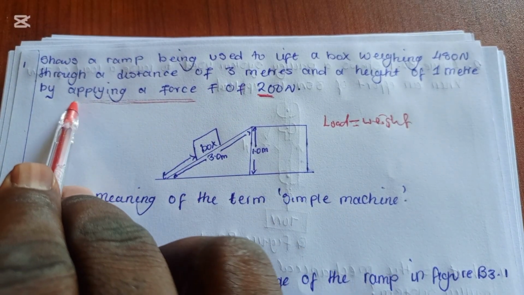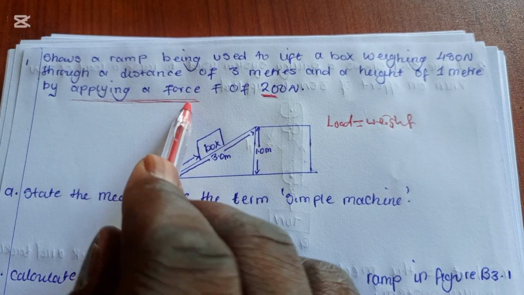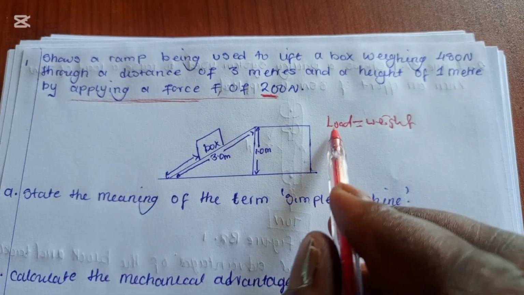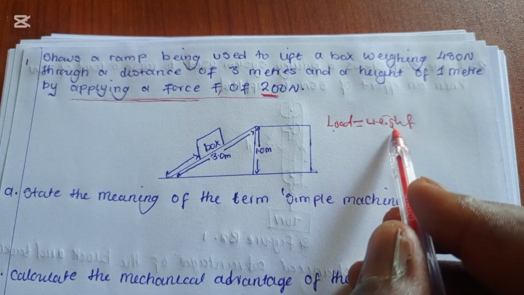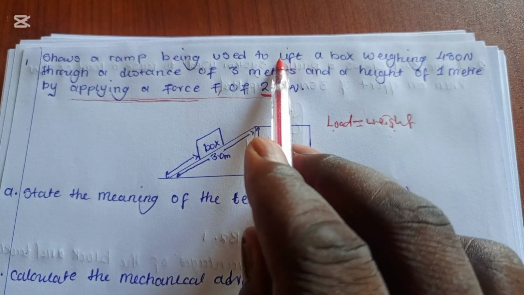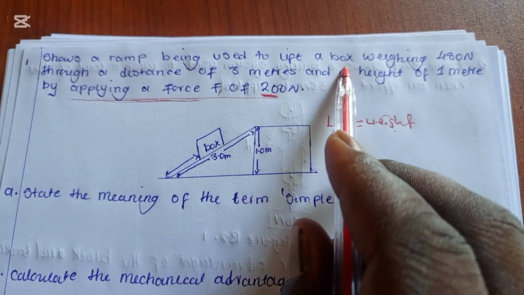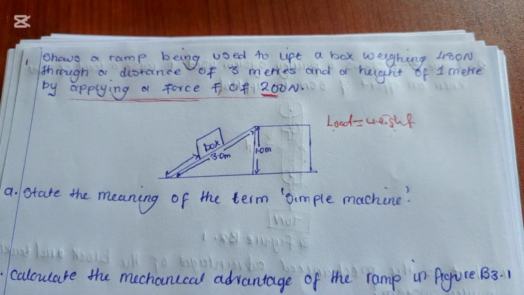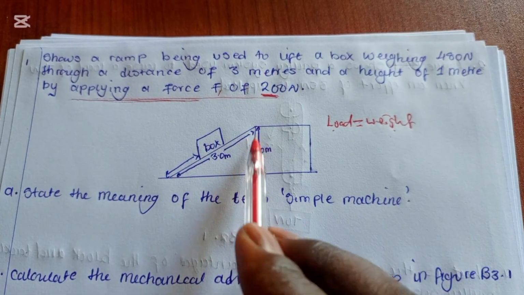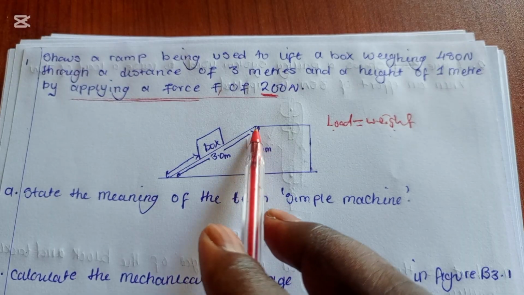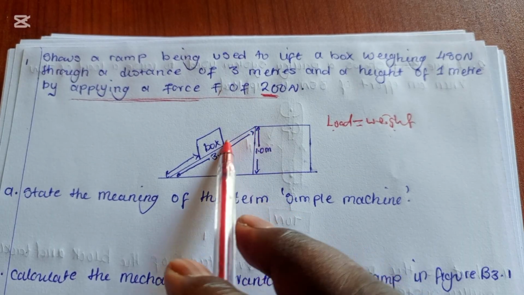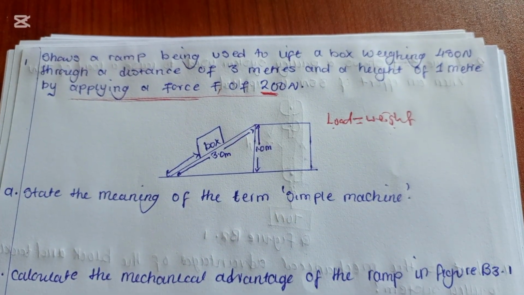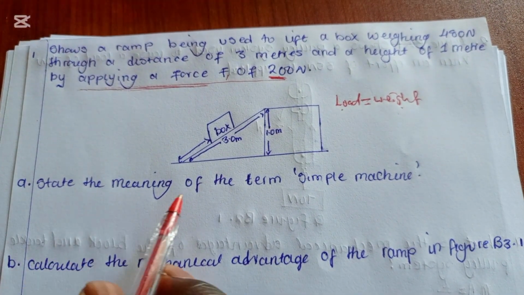So according to the statement here, they're saying that the applied force, which is F, is our effort. Then we need to know that the load is the same as the weight of an object. So according to the question, they're saying used to lift a box weighing, which means this is our weight, and our weight is 480. Then the distance here, this perpendicular distance, is the distance moved by load, and this distance here is the distance moved by effort. So I'll go to the first question, which is saying, state the meaning of the term simple machine.